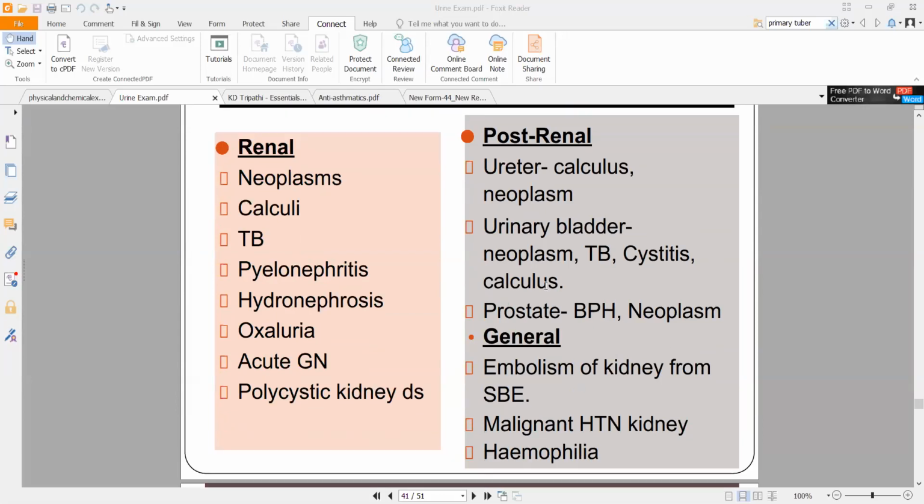Okay, causing a problem in the kidney. So for example, if it is a problem that is post-renal, so if it is a problem in the ureter, or in the urinary bladder, or in the prostate, either way there is one kind of blockage basically. Because of that you are not having proper urine flow, which can cause damage.